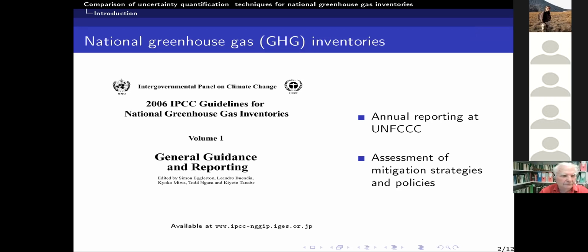It's also really important within a country, because governments are trying to implement some policies and strategies in order to reduce the greenhouse gas emissions. If we want to know whether these strategies or policies were effective, we need some data, and those greenhouse gas inventories provide this crucial data.